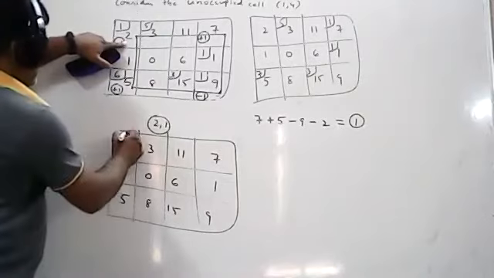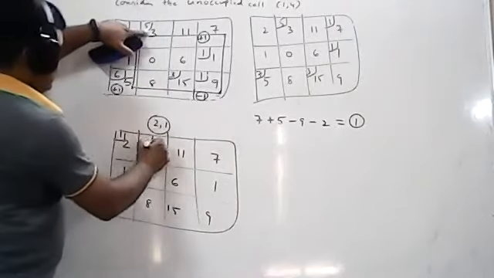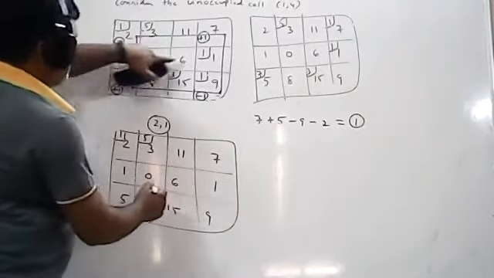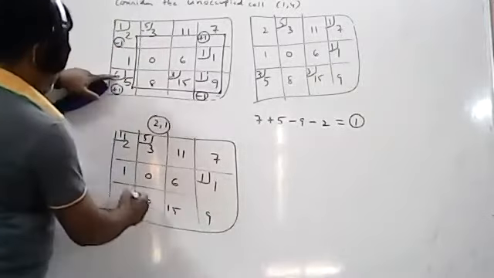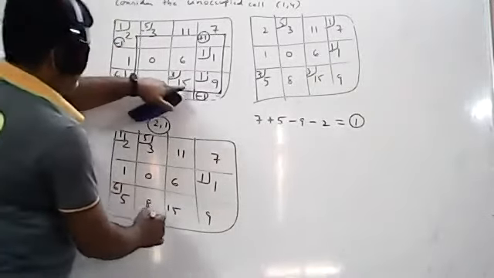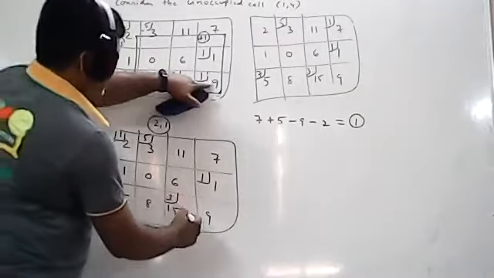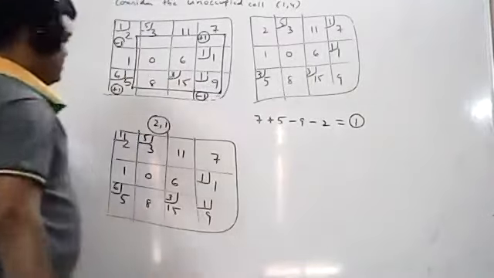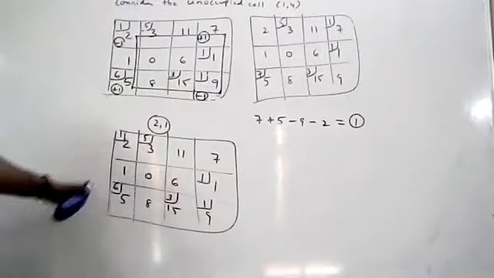So for this 2, 1 is there. This is the original table. For this 3, 5 is there. For this 1, 1. For this 5, 6. And for this 15, 3. And for this 9, 1. Okay, this is the original table.